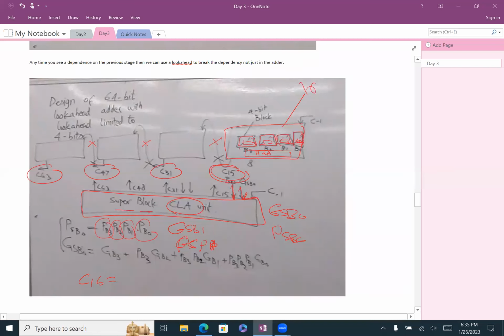What is the G? Either you generate it at the last one, the G block 3, or you generate it at block 2, then you propagate it to block 3, or you generate it at block 1, then you propagate it to the other 2, or you generate it in block 0 and you propagate it to the remaining stages. It's the same circuit.